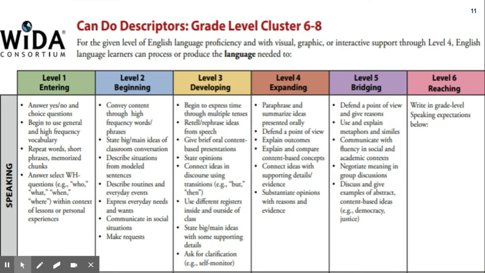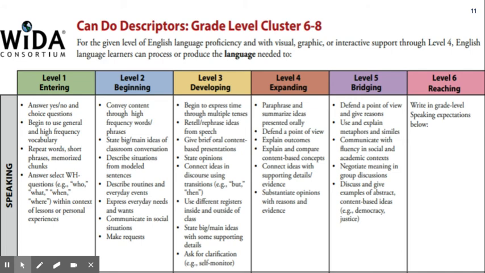The next one is for speaking. So what does a student who is a level 1 look like with speaking? They can answer yes and no choice questions. So if your tests are very complicated and have a whole lot of words, they may not do very well on those tests because they may not understand this information.